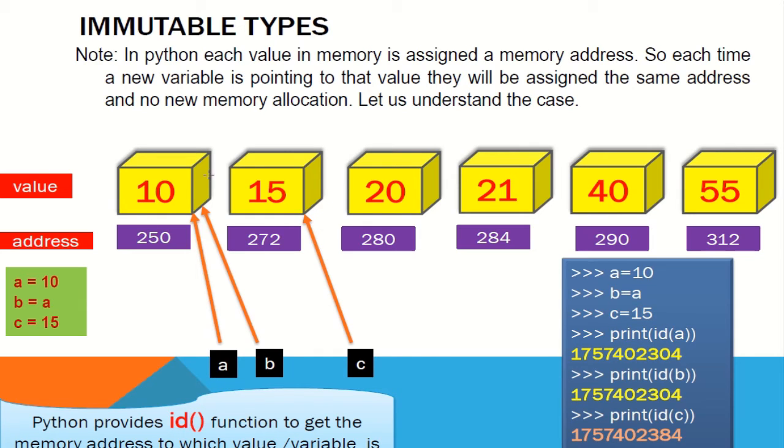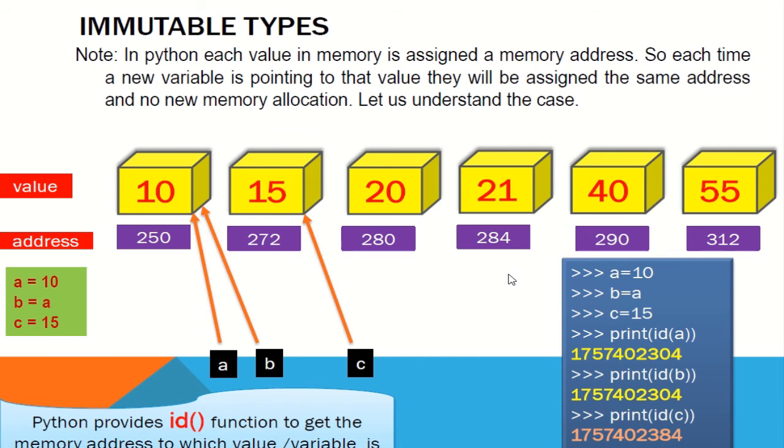Address is one thing and id is another. 250 is the address where 10 is stored, and it has a particular id, so it will display the id. Next is print id b. Like 2304, then 2304. What does it mean? The same id 2304 is being displayed. b equals a means whatever id a is stored in, b is also stored in the same id. Next, c's id is different. This is how the address is assigned.